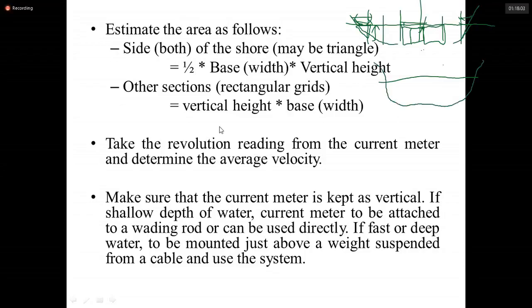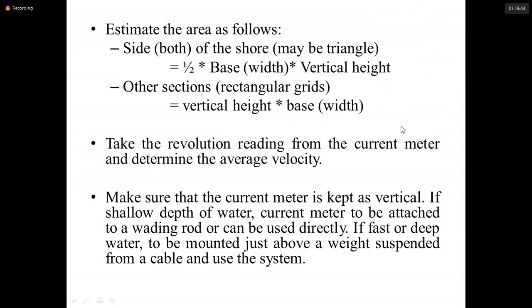If your stream is like this, then you can divide it like this. This time, this shape is not a triangle, so you can take it as a rectangular grid. At this time, there is no need to use the triangle calculation for these sides. You can consider the whole as a rectangular grid and calculate. If it's a sharp triangle only, you can consider it. Otherwise, no problem. So area calculation, we finished.